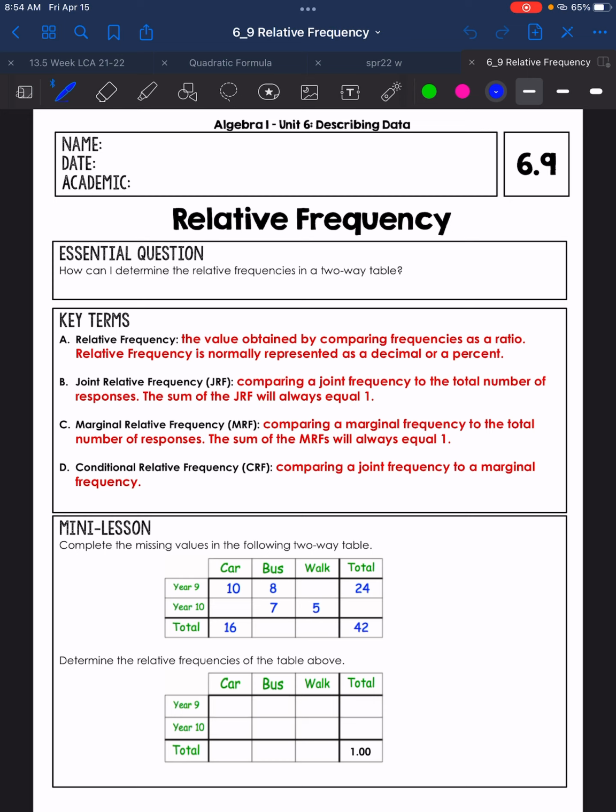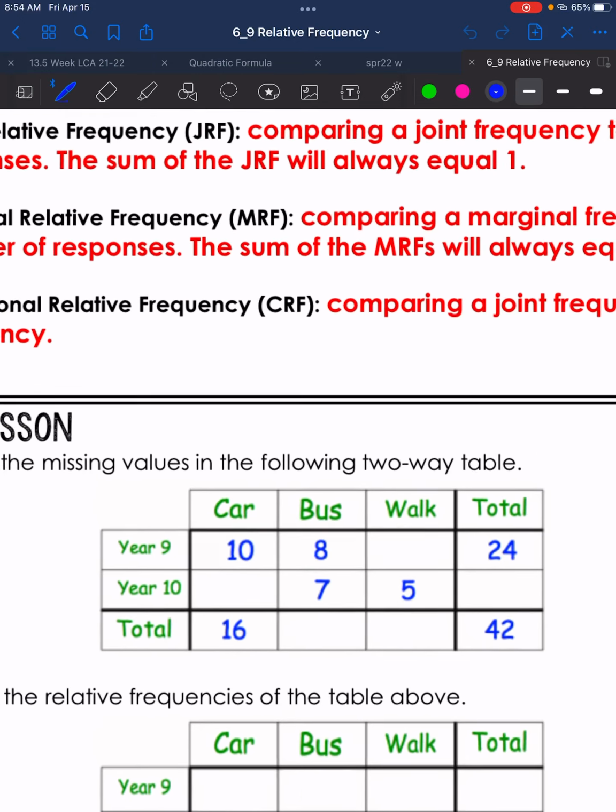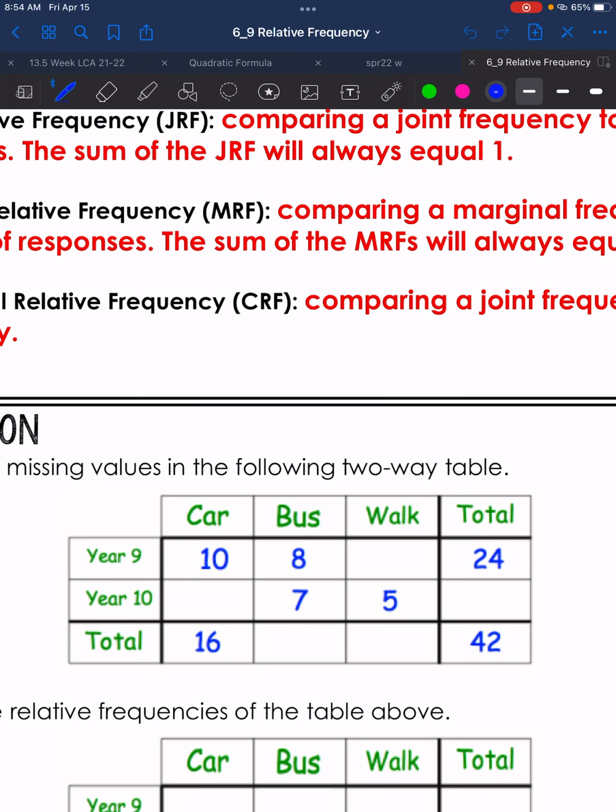All right, now for the mini lesson. I am going to be completing the missing values for this two-way table. We know from yesterday that all of these values have to add up going this way and going down my table. In this two-way table, there is a grand total of 42 people included in this survey. Out of these 42 people, 24 were in the 9th grade, so I need to figure out how many were in the 10th grade. I would have to subtract 42 minus 24.